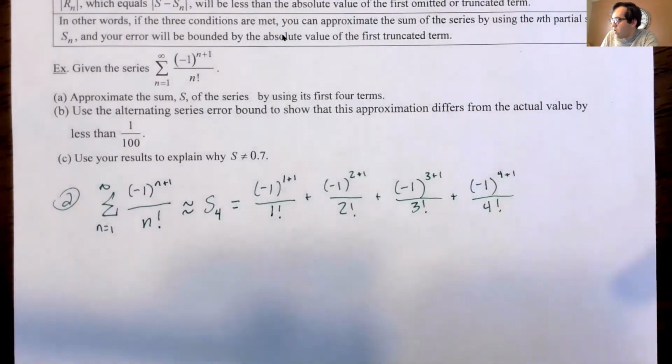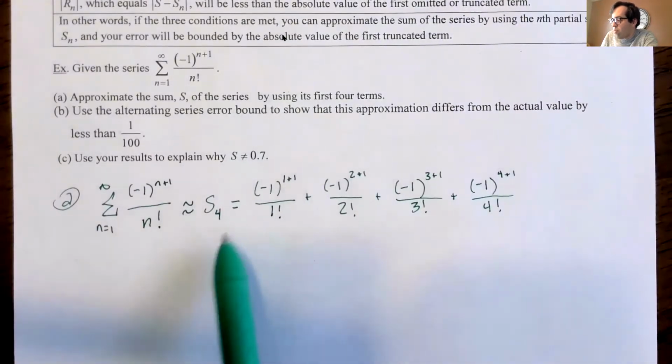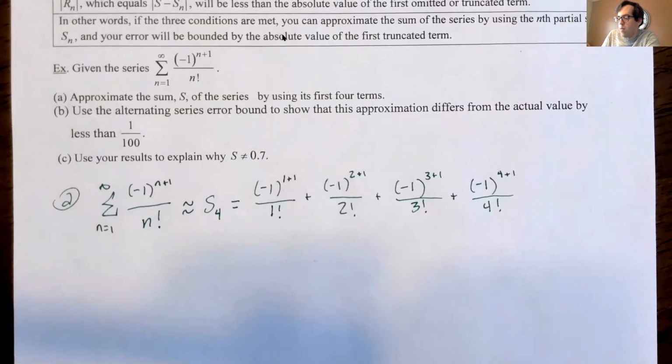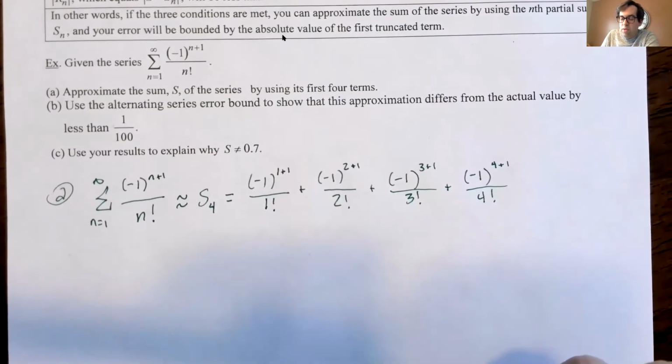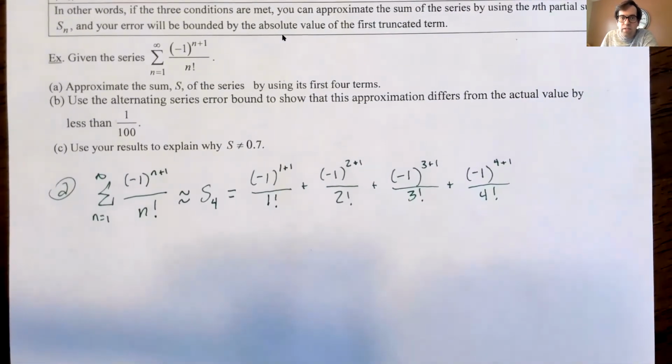And so that is going to be some sort of approximation of the overall sum of the series, but obviously it won't be the final value of the sum because we're only summing 4 terms, not infinite.